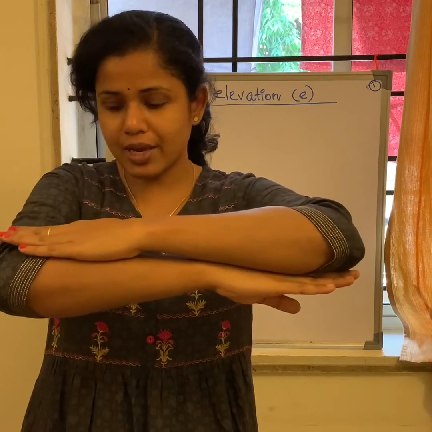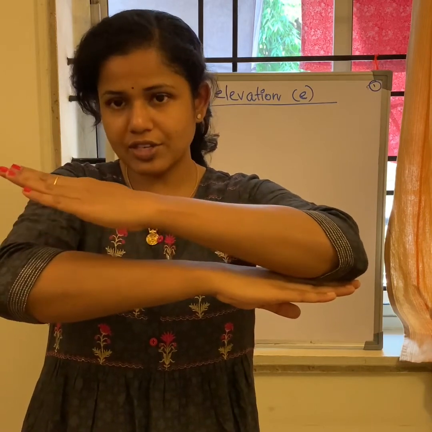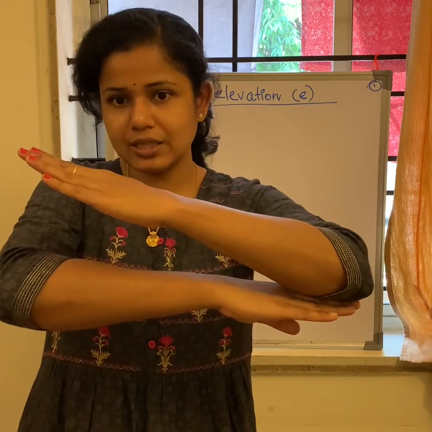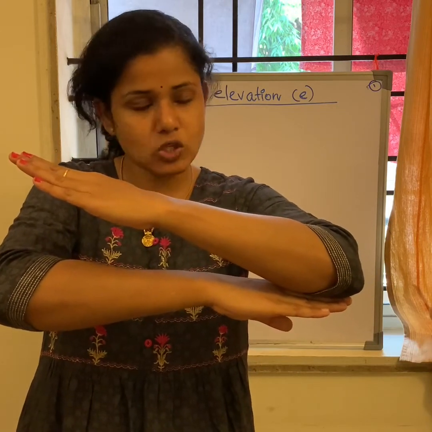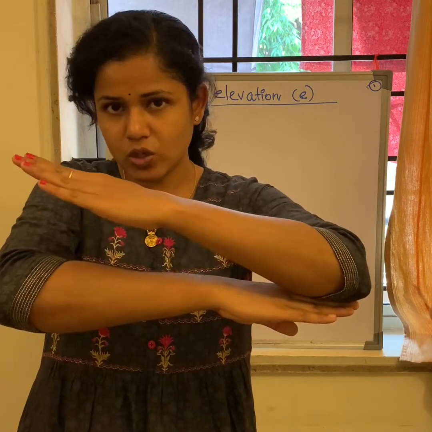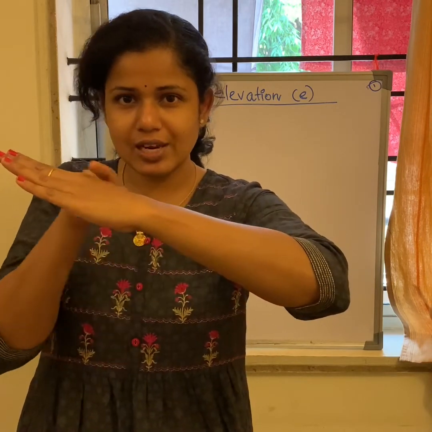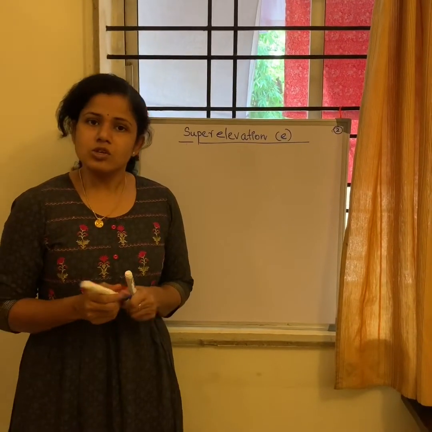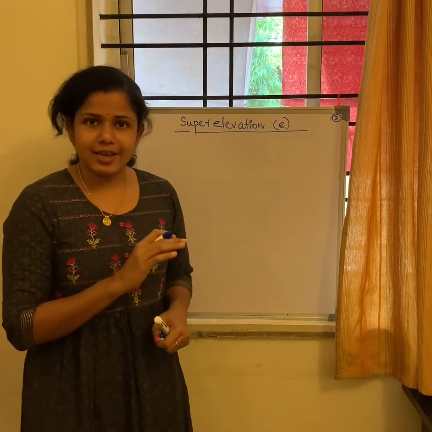Throughout the horizontal length of the curve, I will be providing a slight tilt, or a slope or an inclination. By raising my outer edge, I get a small tilt or slope or inclination throughout the length of the horizontal curve. It helps me to counteract the centrifugal force.